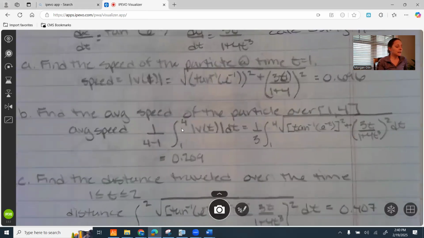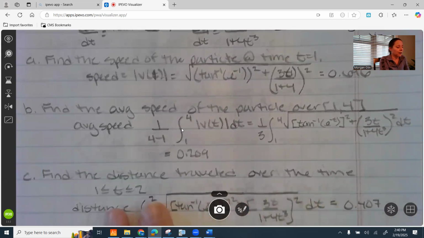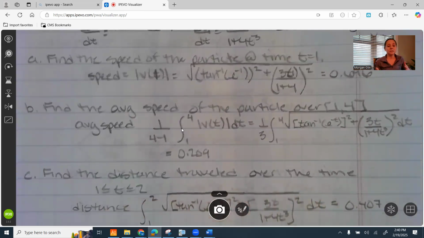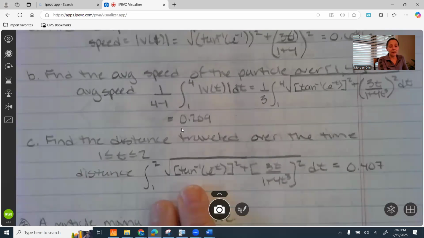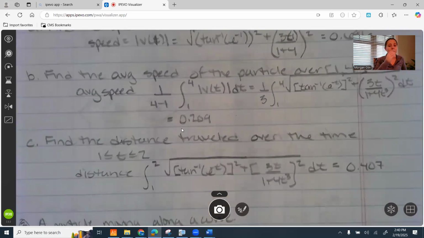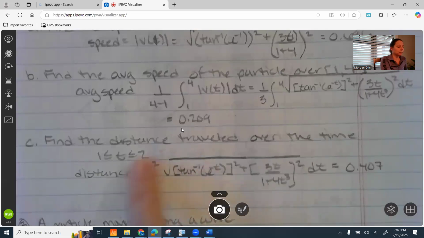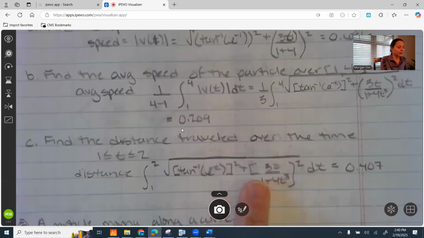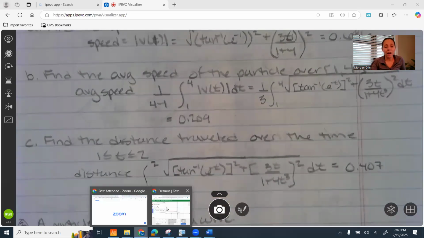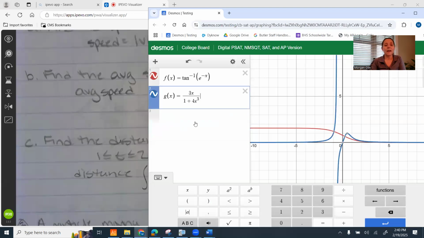All right, C, find the distance traveled over time from here. Distance traveled is basically just taking that same integral of the speed. You take the speed formula right here, and you're doing the integral from 1 to 2. So again, practice putting this in.